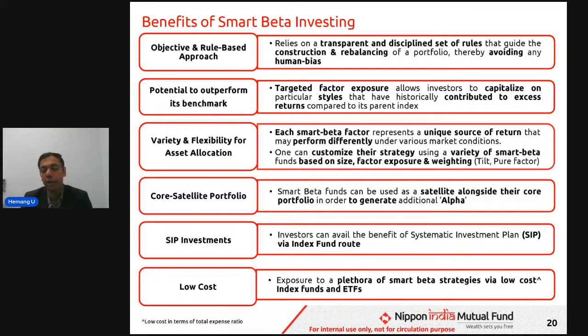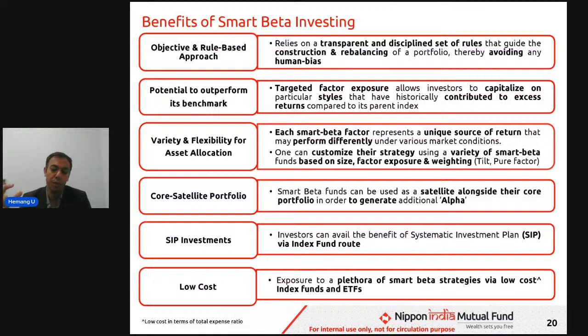The next point I'm coming to is the core portfolio and the satellite portfolio. What does that mean? In general, smart beta funds, like I said, they work. They have different flavors to it. They are different factors, and they work differently at different times of the market. They have their own ups and downs in different cyclical markets.